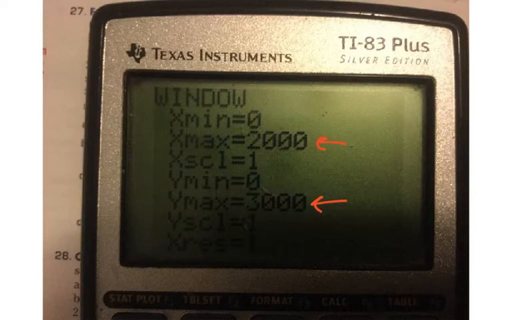so I could see the graph better. For the x maximum, I wasn't sure what to start with, but since the y maximum I changed to be in thousands, I decided I'd change the x maximum to be in thousands. And again, I started with 1,000, and I thought, well, I couldn't see it all, so I changed it to 2,000.